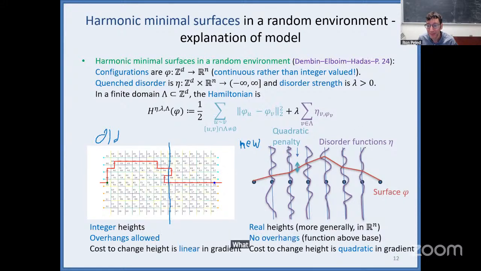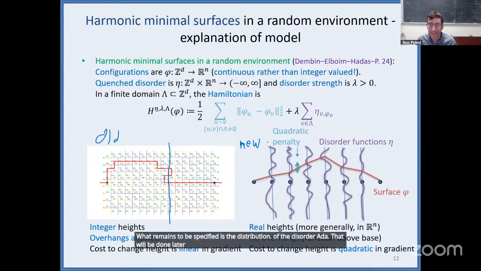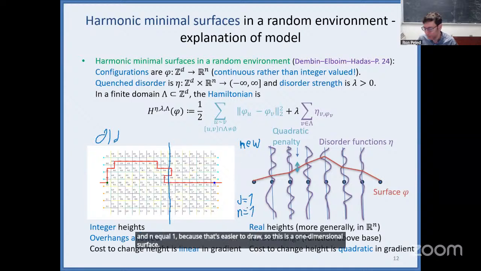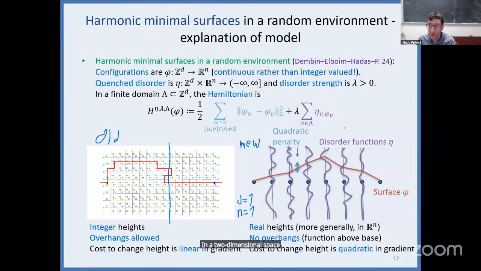What remains to be specified is the distribution of the disorder eta. That will be done later. But for any eta, this is the model with quenched disorder. Here the picture is for d equal 1 and n equal 1 because that's easier to draw. So this is a one-dimensional surface in a two-dimensional space. But it's also interesting to consider a two-dimensional surface in a three-dimensional space.